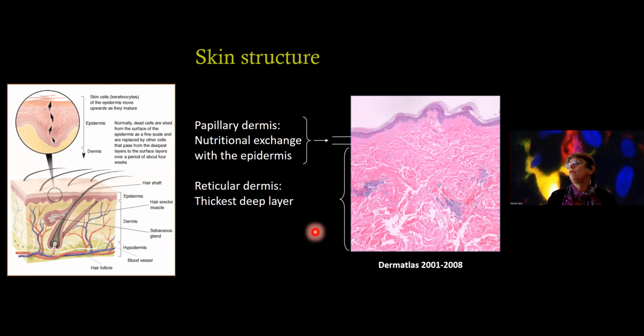There is a reticular dermis, which is the internal part of the dermis, which is composed of big bundles of collagen, and the papillary dermis. The role of the papillary dermis is to ensure the nutrition of the epidermis via the capillaries.